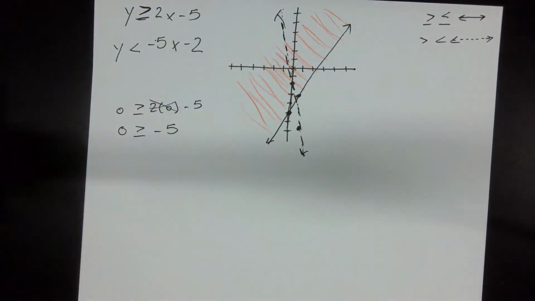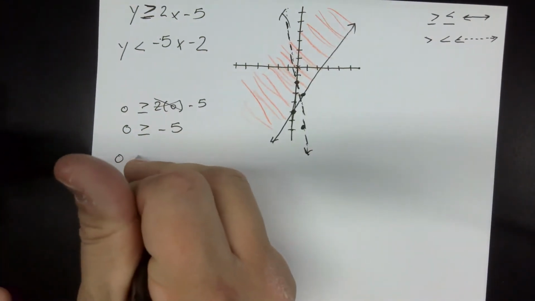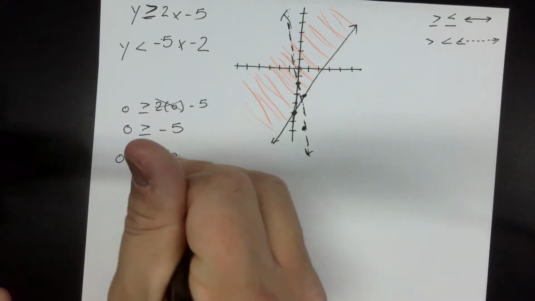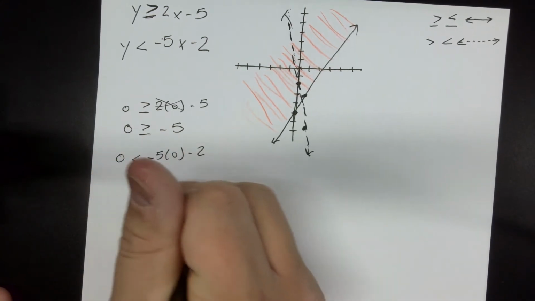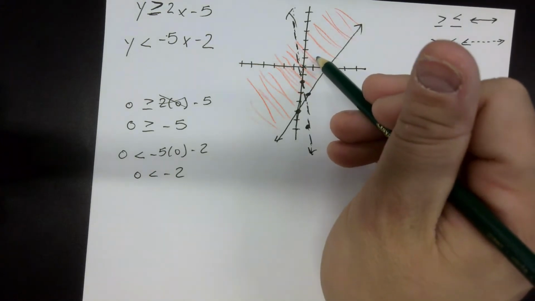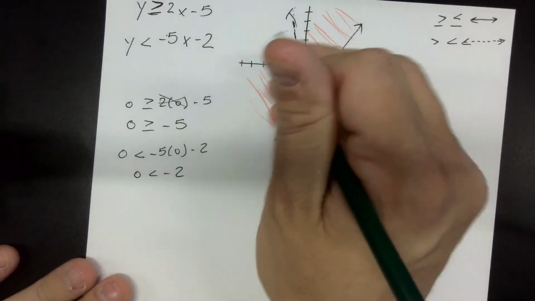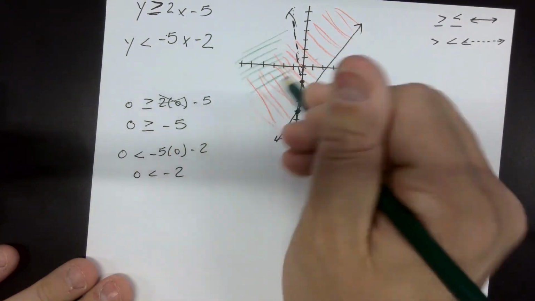Okay, what point do we test? Okay, 0, 0. So we're going to go 0 is less than negative 5 times 0 minus 2, or 0 is less than negative 2, which is false, right? So, now look, 0 is on this side of the dotted line. So if it was true, we'd shade over here. Because it's false, we're going to shade over there.